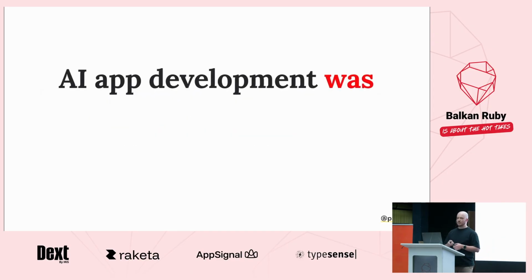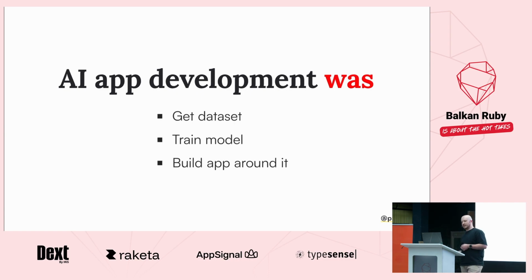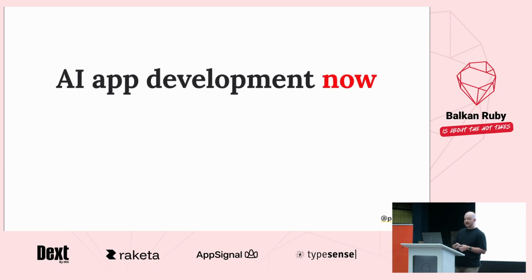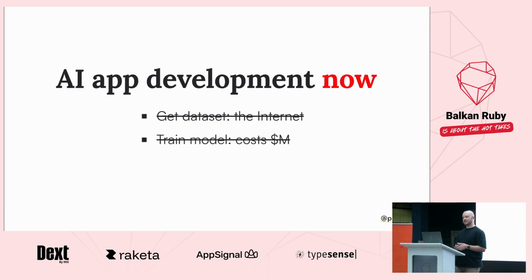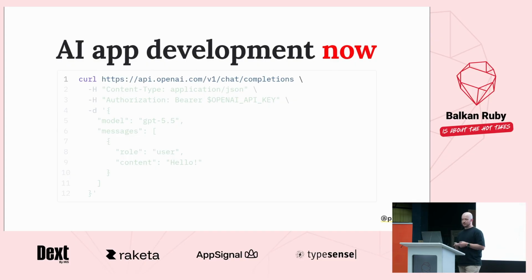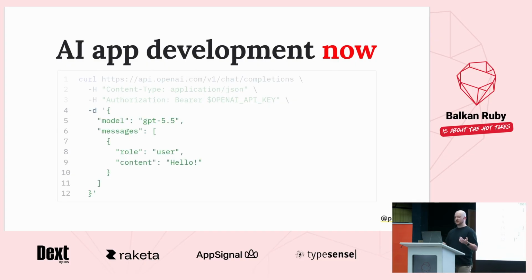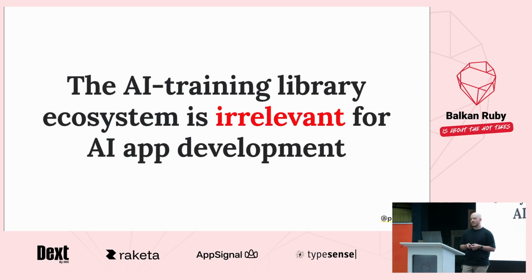Because AI app development used to be getting a data set, training a model, and then building an app around it. By AI app development now, well, the entire internet is the data set. Training a model like that costs millions of dollars. So we're left building an app around it. And how do you do it? Well, you kind of do it this way. You just call some APIs. So the AI training library ecosystem that Python has built over time is irrelevant for AI app development.